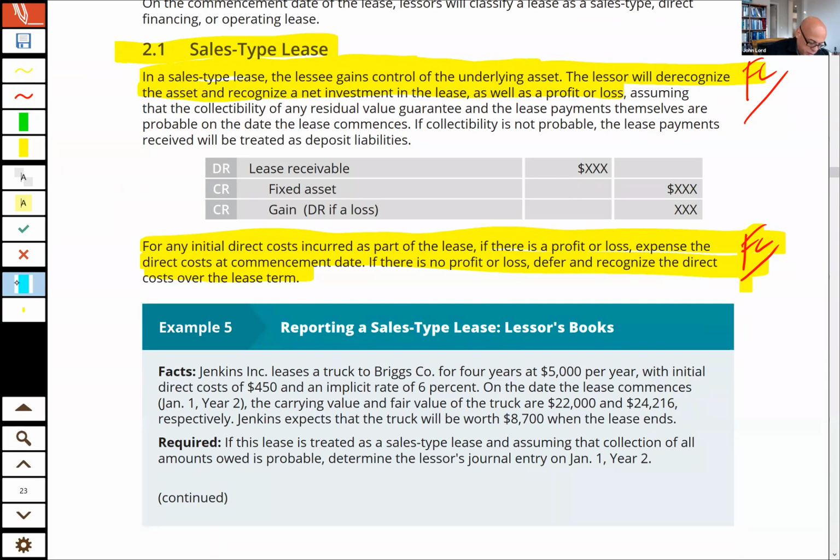Now let's take a look at this fact pattern. I'm going to use yellow for that, I think that's better. Jenkins leases a truck to Biggs at $5,000 per year. The initial direct cost is $450, and the interest rate is 6%. On the date of the lease commencement, the carrying value and fair value of the truck are $22,000 and $24,216 respectively. Now I look at that and I know we've got a sales type lease. We're going to have a profit associated with this, right, because the fair value is more than the carrying value of this truck. Jenkins expects the truck will be worth $8,700 when the lease ends. And they give us some of the criteria here. The collection is probable, etc. So we know we've got a sales type lease.